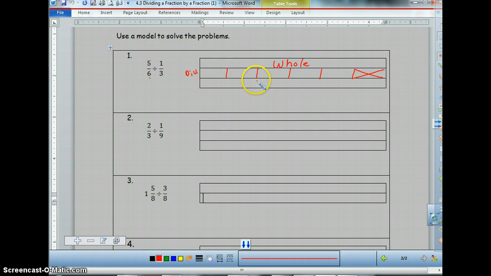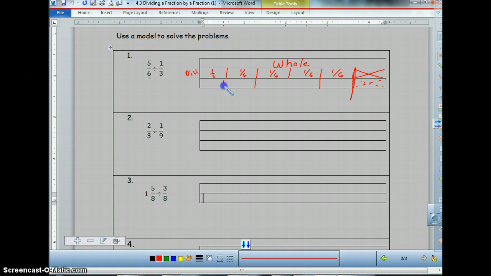Well, I know that 2/6 is 1/3. So there's 1/3, there's 2/3, and there's 3/3. But this piece we're not actually using, so I kind of cross that off. Now, if we label these sixths, you know that this, to this point, is 5/6. The question with the algorithm is, how many thirds are in 5/6?